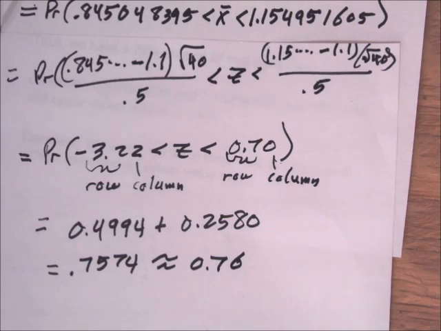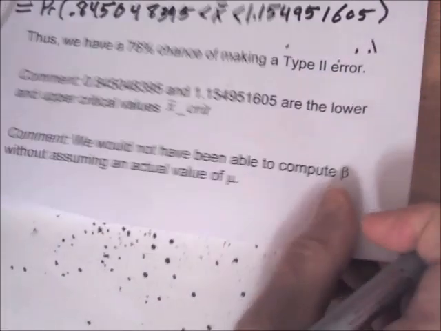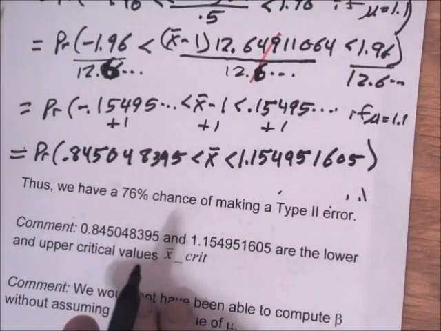So this is higher than what we would probably like. That's a pretty high probability. If mu is actually equal to 1.1, it's more likely than not we're going to make a type 2 error here. 76% chance of making a type 2 error if the actual population mean is 1.1.